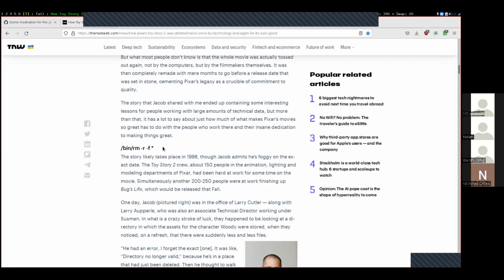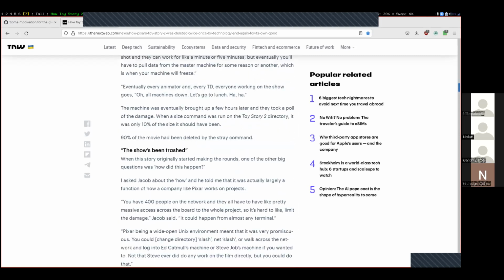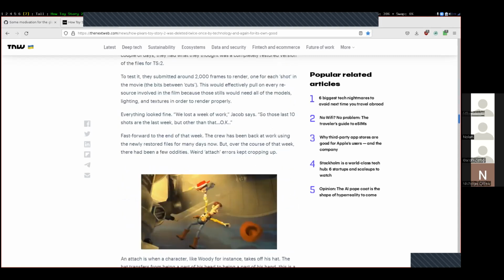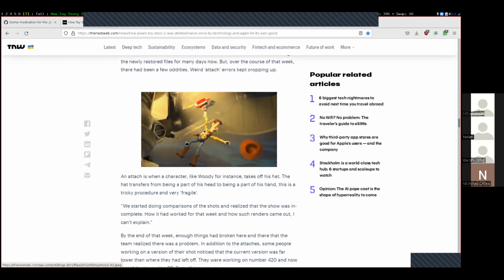and they did delete their animation, but the command ended up taking an hour or so to run. And the other animators just suddenly noticed that the characters were disappearing from their renderings. They actually have a picture down here of Woody with Jesse right here, and Jesse's whole body has been deleted at this point while they're rendering.